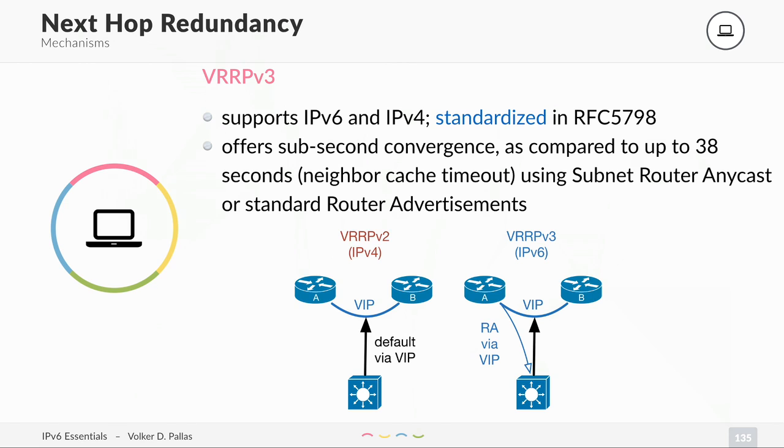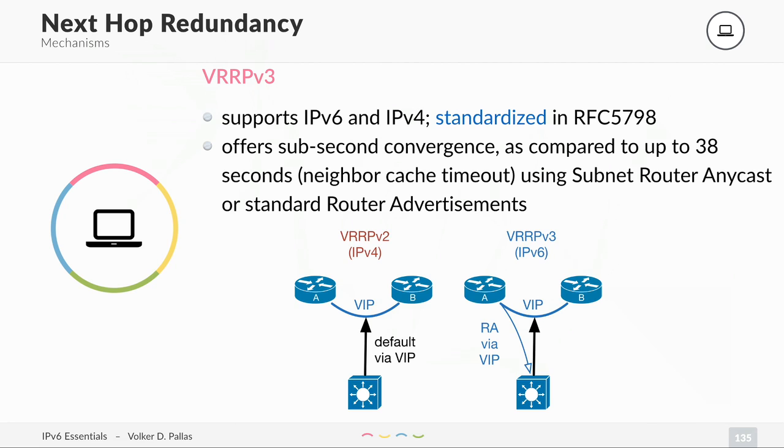How does it work? On the bottom you can see an image. On the left is VRRP version 2 for IPv4. There is a virtual IP address between the two routers, and your next hop or your client or your other machine in your LAN is routing towards the virtual IP address, the VIP. In VRRP version 3 for IPv6, we still have this virtual IP address, but the difference is that the router advertisement is sent via the VIP.